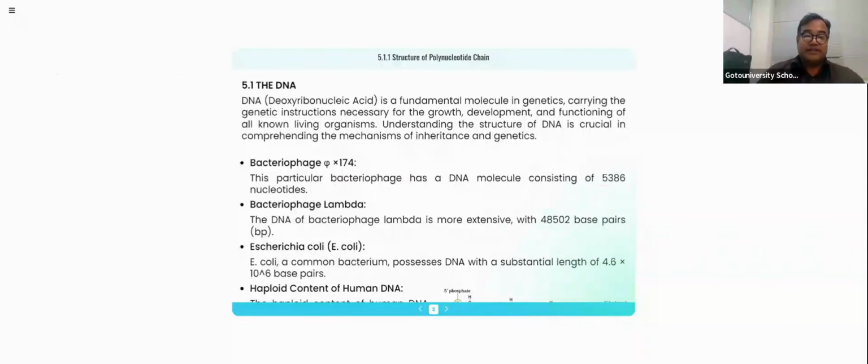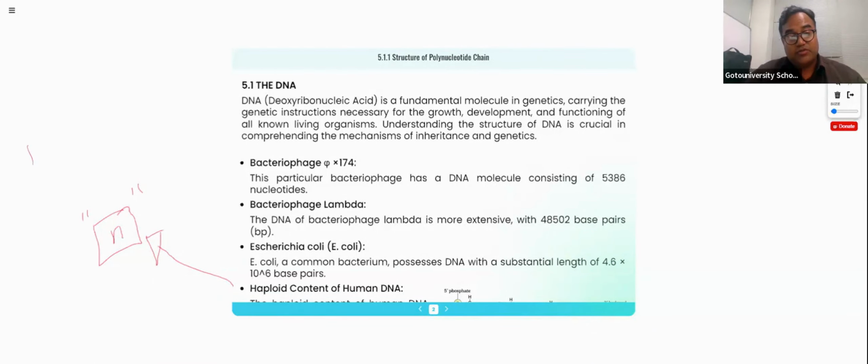The haploid content of the human DNA indirectly speaks about gametes. Gametes are nothing but sex cells or reproductive cells. So the sex cells or reproductive cells have the haploid number of chromosomes, which is nothing but half of the parental chromosome, symbolized with a single n. All right, this is the way you need to remember. What do you mean by haploid content? How can I symbolize it? Single n, half of the parental chromosome.